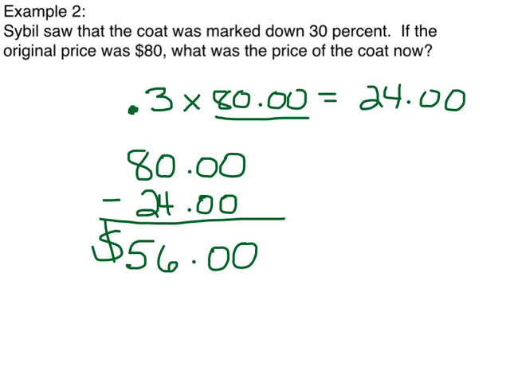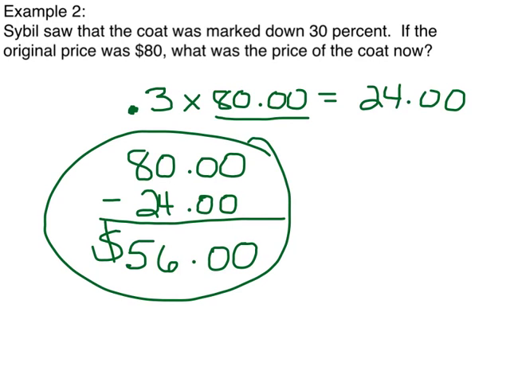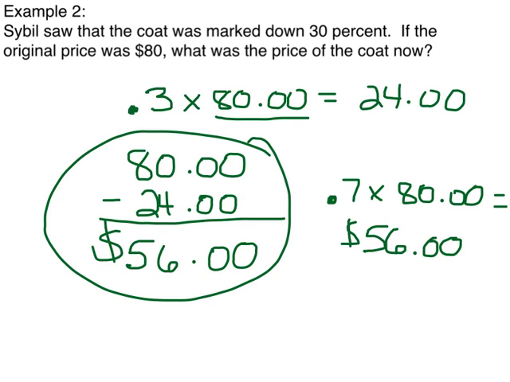And your book doesn't tell you this, but another way you could do it to save yourself this step right here is to say, okay, if it was marked down 30%, then now it's just 70% of 80. So if I say 0.7 times $80, I'm going to still get the same answer. I'm going to get $56. So either way you want to do it will work.